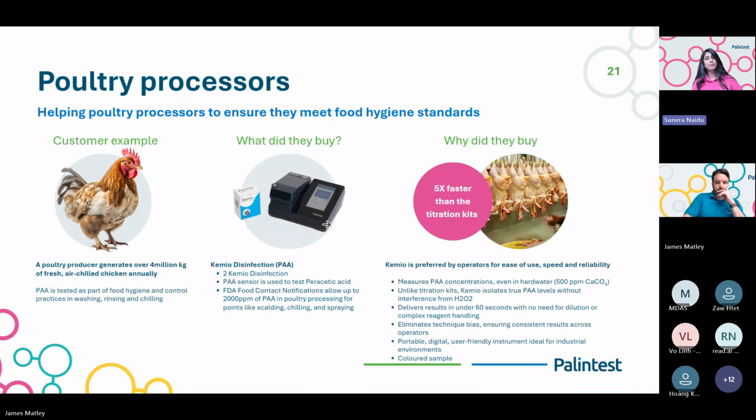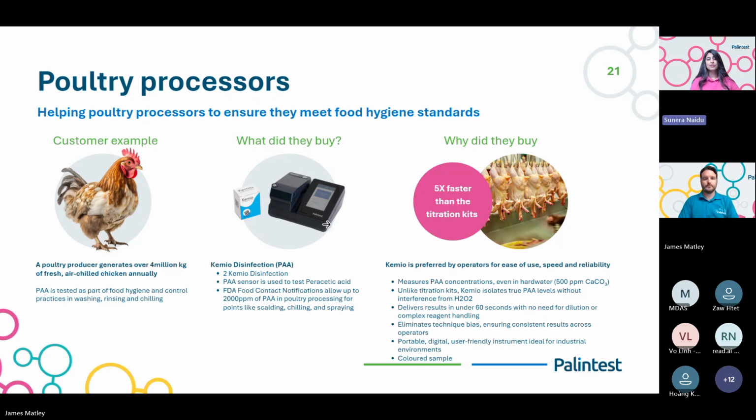And to sum up everything that we spoke about, I'm going to take you through a client example of what did they buy, why did they buy it, and how did they come to that decision. So in this example, we have a poultry processor, and poultry processors generally generate over 4 million kilograms of fresh air-chilled chicken annually. So that's a lot of generation of product. This particular producer used peracetic acid to disinfect their work process, their product.